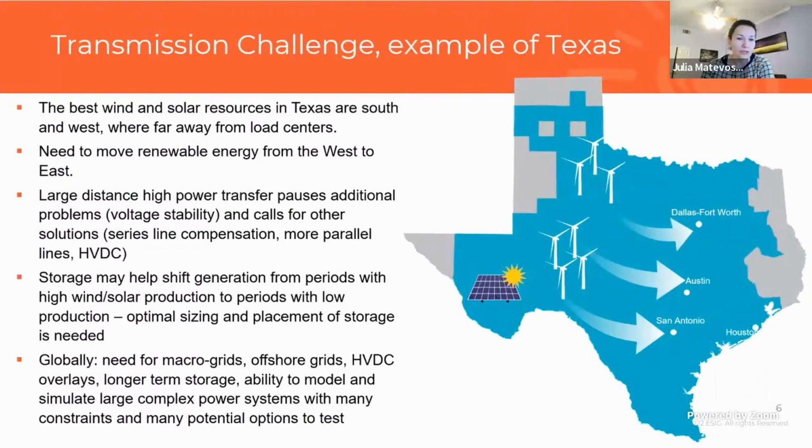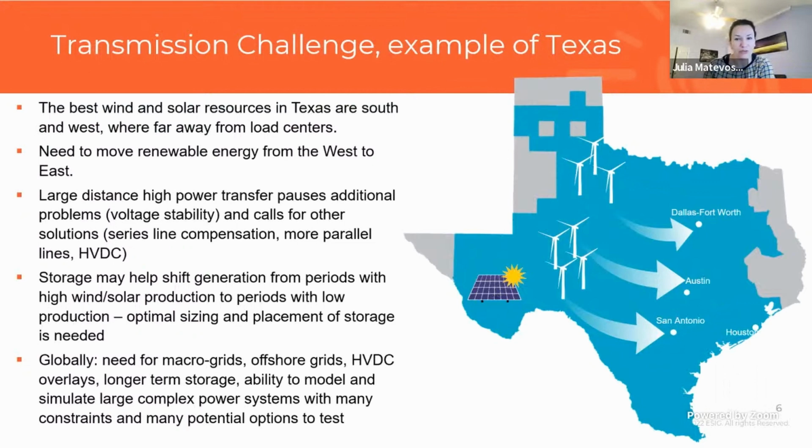So now I'll go through this. I spoke at a high level about these challenges, and I'll go a little bit more in detail on each of them. So the first one was the need for transmission. And here I brought up a map of Texas.